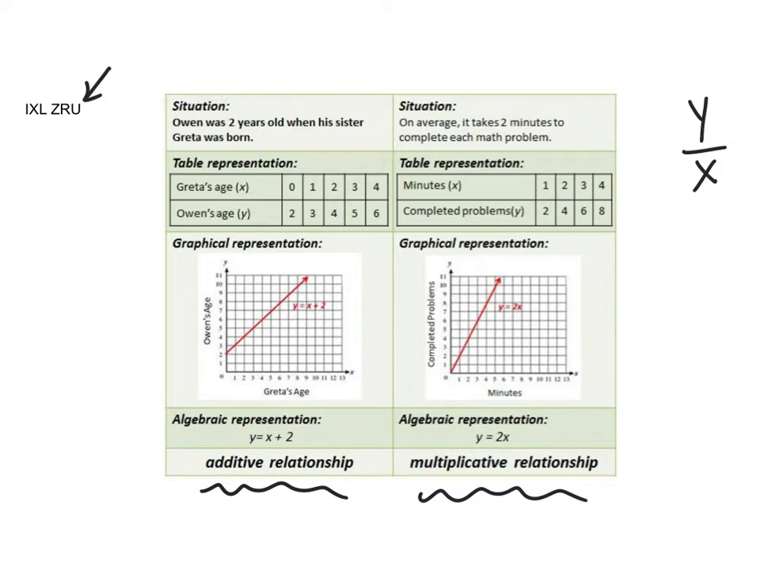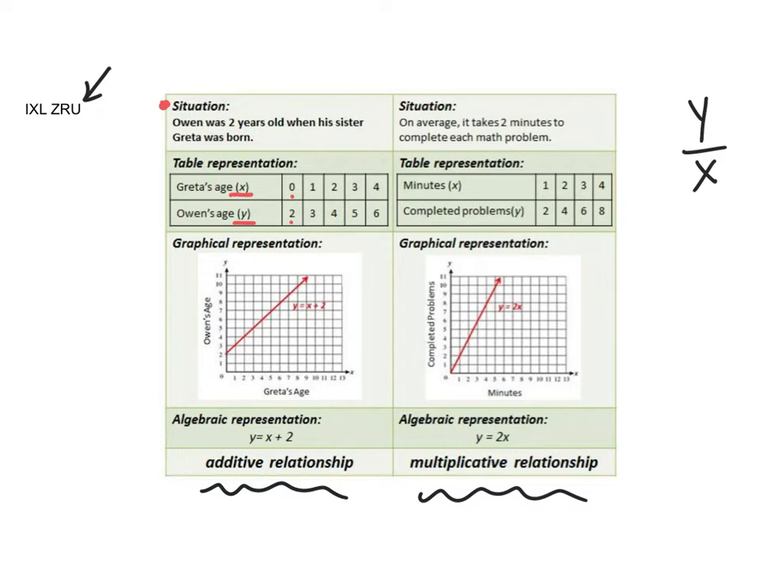So some examples. If you have a situation described as Owen was 2 years old when his sister was born, then that can be shown in a table by saying, okay, Greta, his sister, her age, X, and Owen's age, Y. Notice when Greta was born, Owen was 2. When Greta was 1, Owen was 3. When she was 2, he was 4.